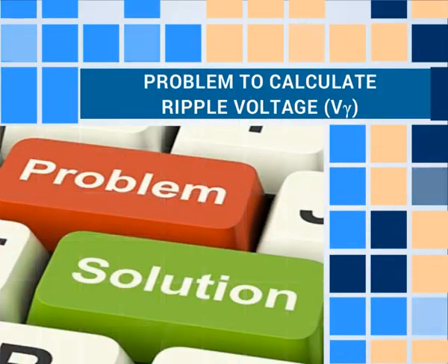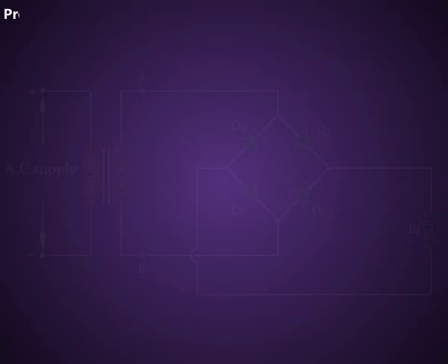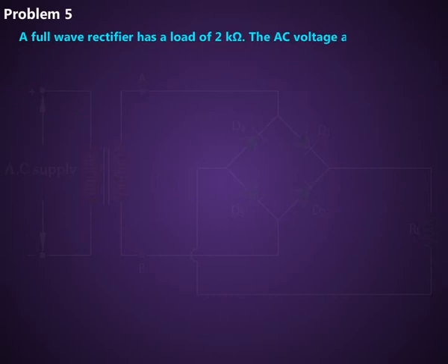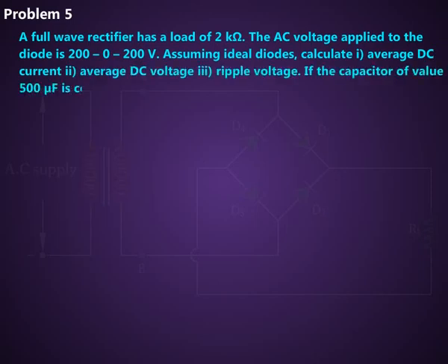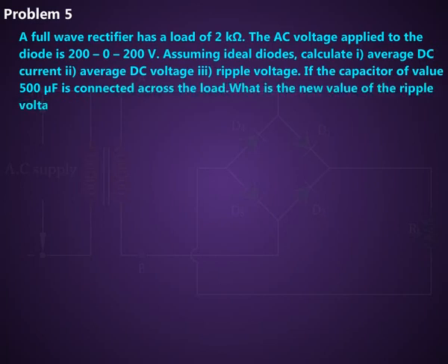Problem to calculate ripple voltage, V gamma. A full wave rectifier has a load of 2 kilo ohms. The AC voltage applied to the diode is 200-0-200 volts. Assuming ideal diodes, calculate 1. Average DC current, 2. Average DC voltage, 3. Ripple voltage. If the capacitor of value 500 microfarad is connected across the load, what is the new value of the ripple voltage? Assume F is equal to 50 Hz.